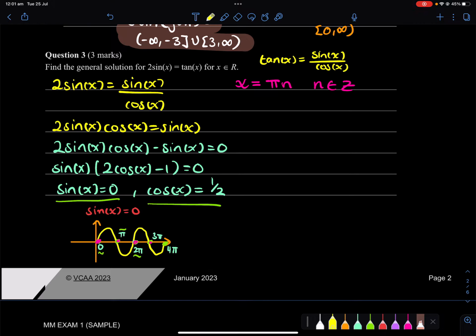Now, let's look at the second case, which is cos of x equals half. So for cos of x, I'm going to actually do the unit circle. Let's draw a big unit circle over here. Just going to draw a unit circle. Oh, it's not working. All right, like that. It's not the best, but it does the job.